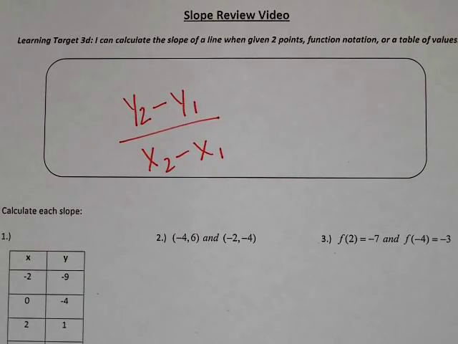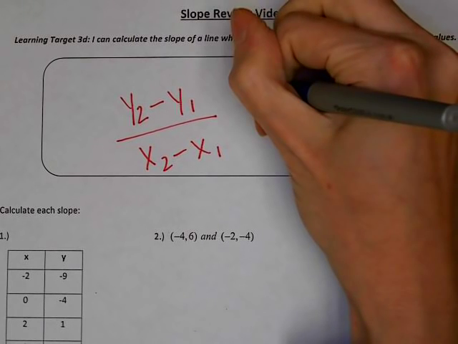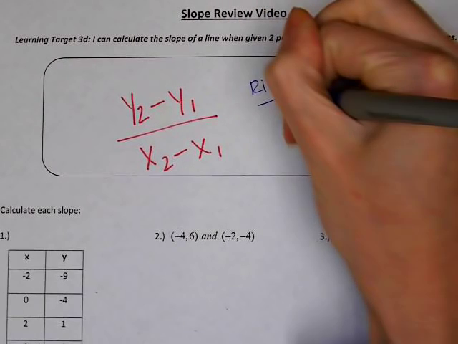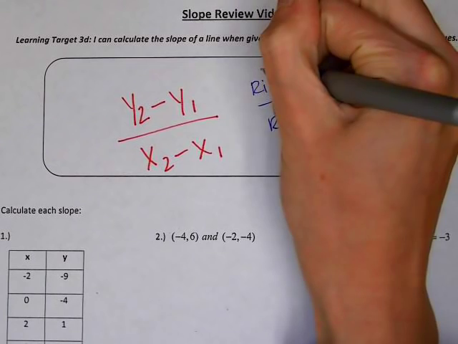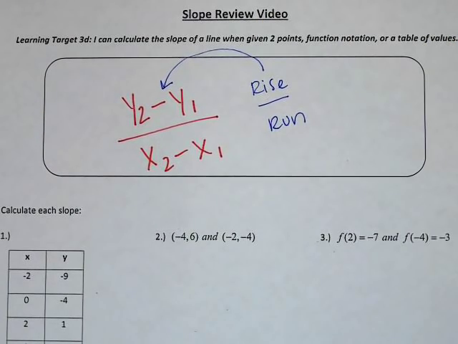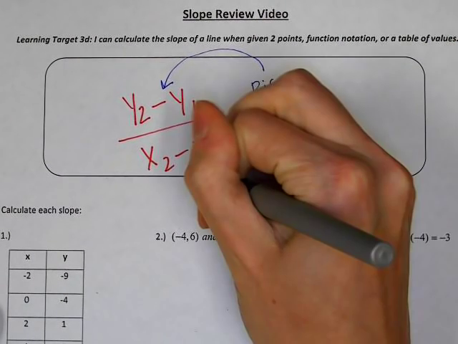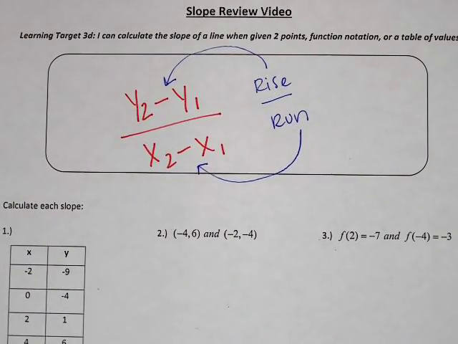And a nice way to remember which one goes on top and which one goes on bottom: remember, slope is rise over run. Rising is always in the y direction, and running is always in the x direction. So that kind of helps you say what's on top and bottom.